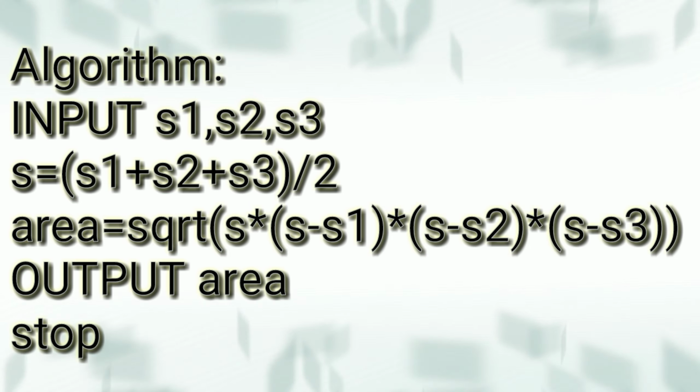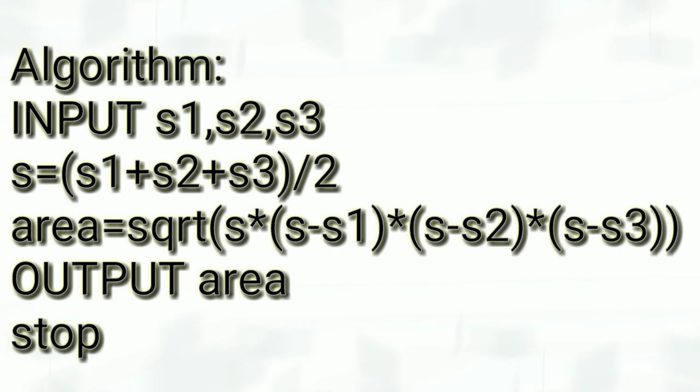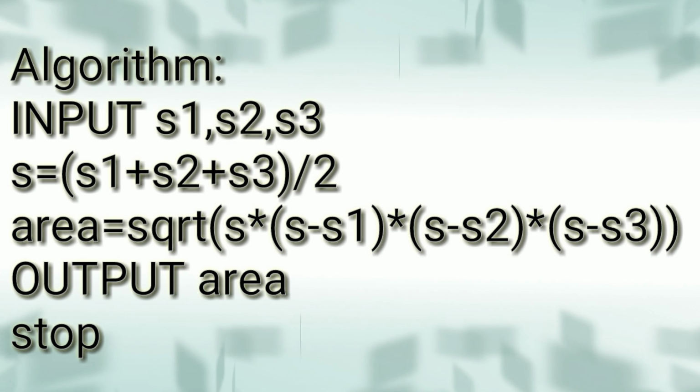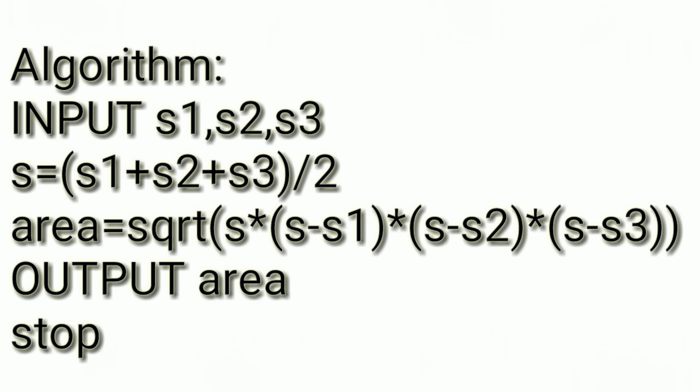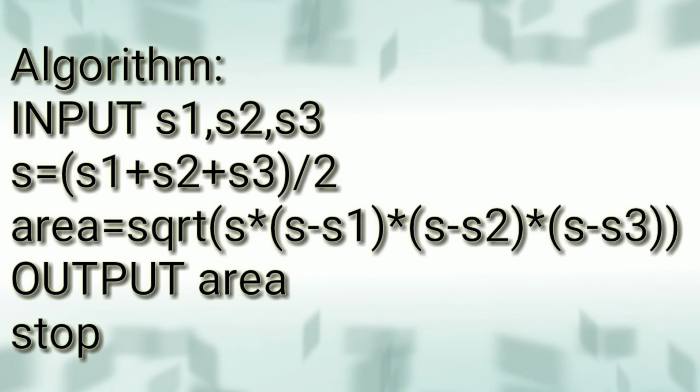Let us see the algorithm. Algorithm is nothing but a step-by-step sequence of instructions to solve a given problem. So in this algorithm you have first the input, the next two lines are the calculation part, the fourth line is your output part, and lastly it is stop.